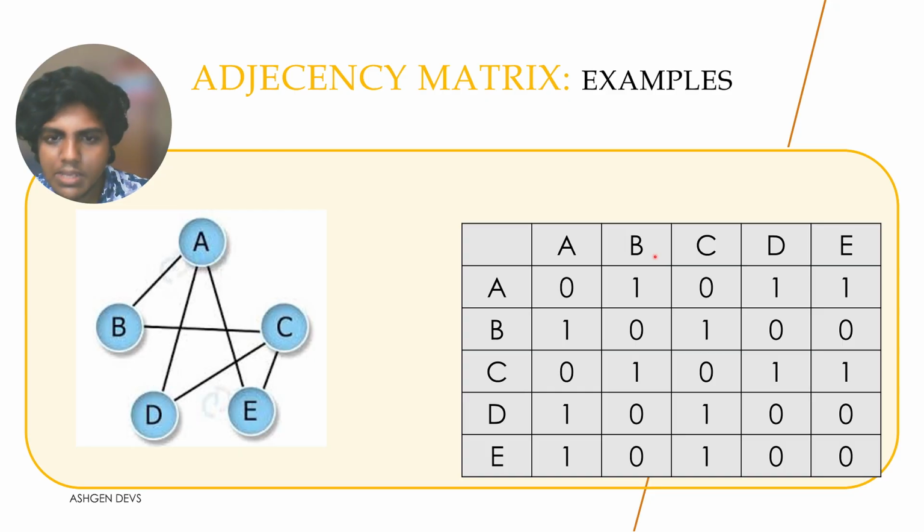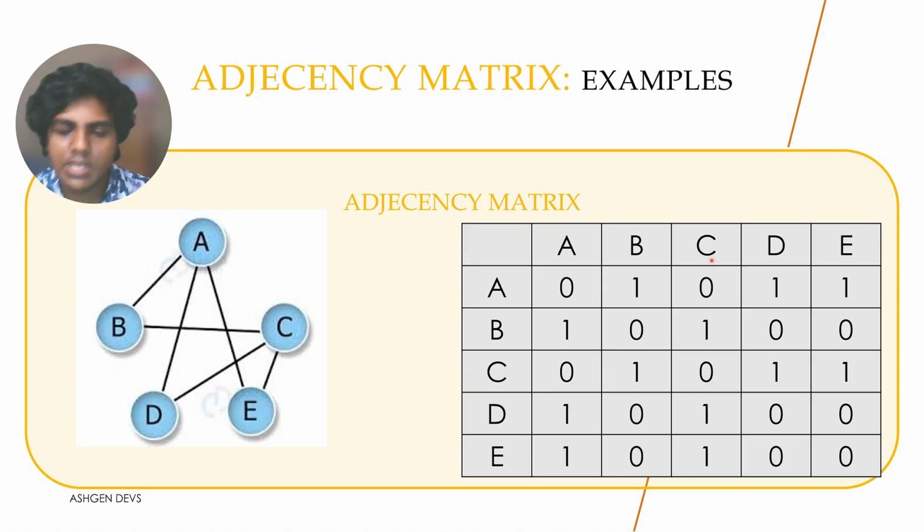The same goes for B. B is connected to A and C, so B to A is 1, B to C is 1, and the others are 0. Here C is connected only to B, D and E. So A and C are 0 because they're not connected. D is connected to A and C, so those are marked, and the rest are 0. And E is connected to A and C.